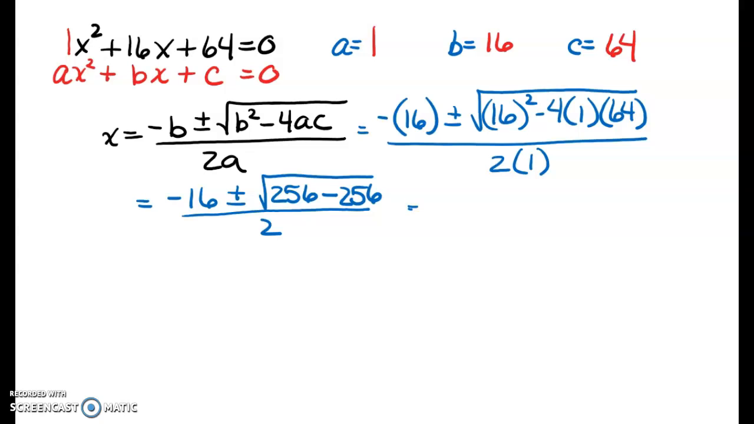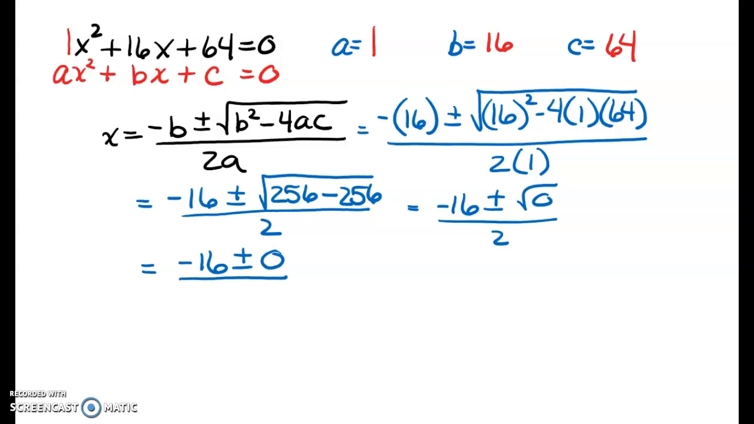Well, I know that 256 minus 256 is 0. And I know that the square root of 0 is 0. Plus or minus 0. If we add or subtract 0, that negative 16 won't change. So it looks like we only have one answer here, which is negative 8. So x equals negative 8.